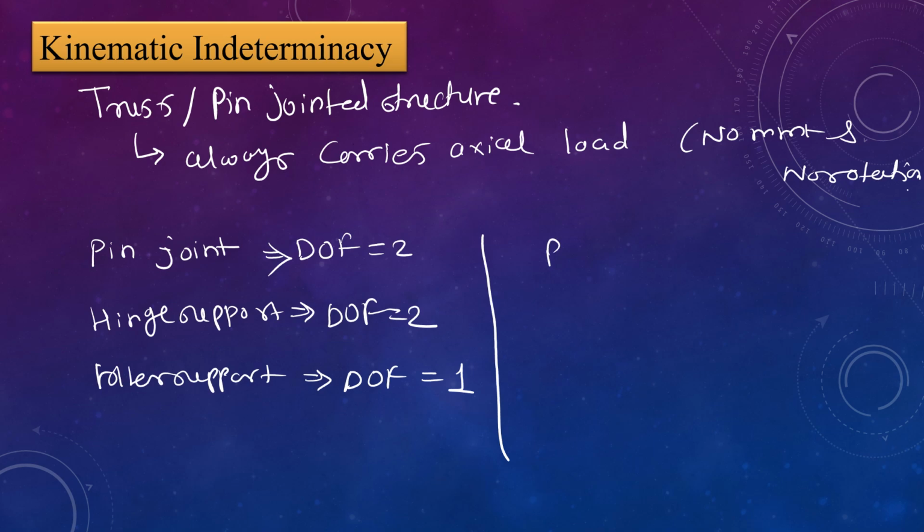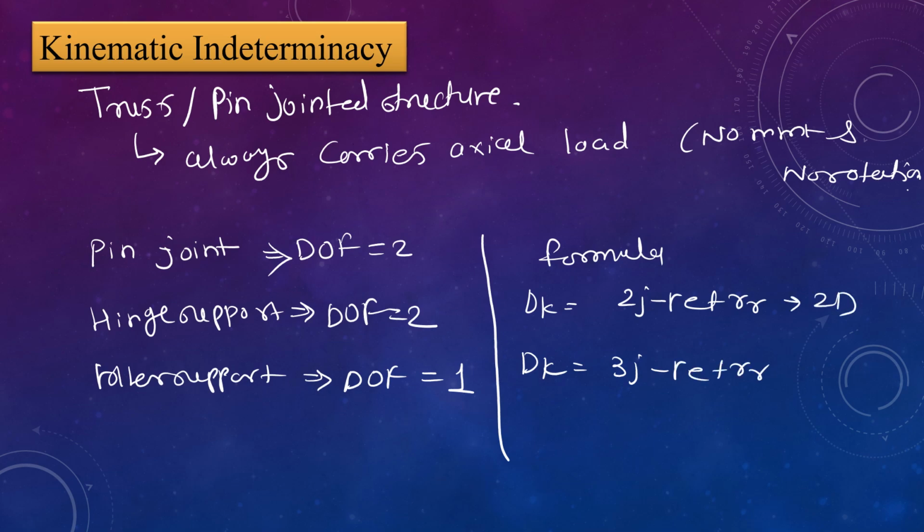Then next, the formulas to solve the degree of freedom are 2j minus (re plus rr), and the second one is 3j minus (re plus rr). The first is for 2D and the second is for 3D structure. This is how you can solve the degree of freedom, and this is how you can solve the kinematic indeterminacy for truss or pin jointed structures.